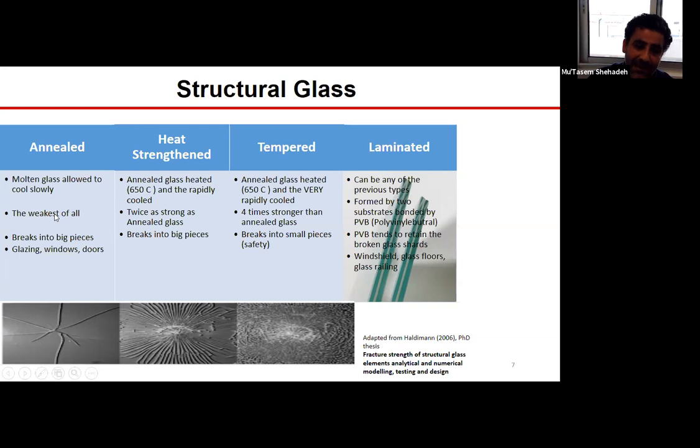If this annealed glass is heat treated, the strength of it can be increased by about 2 times.